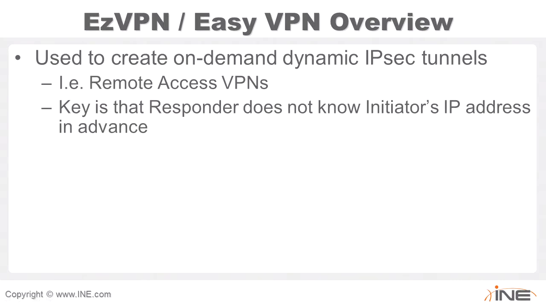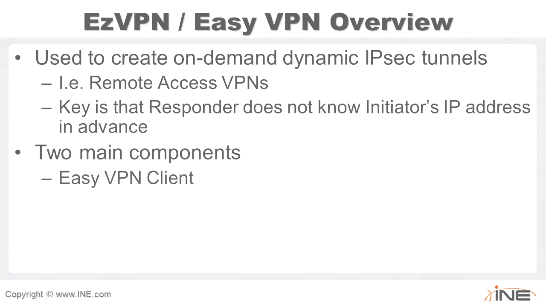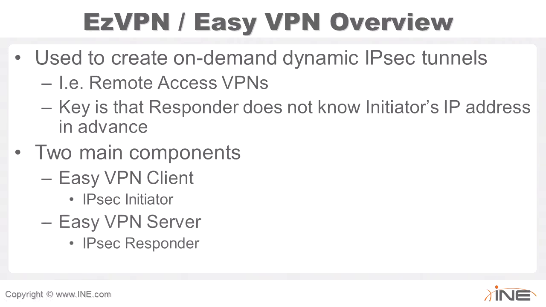Now, in order to accomplish this, there's going to be two main components of Easy VPN. The first of which is the Easy VPN client. This is the device, whether it's the software client running on your Windows or your Mac OS machine, or even on your phone, that is going to initiate the IPsec tunnel. Then we have the Easy VPN server, which is the IPsec responder. So the device receiving the tunnel, which is either going to be the iOS or the ASA running in Easy VPN server mode.